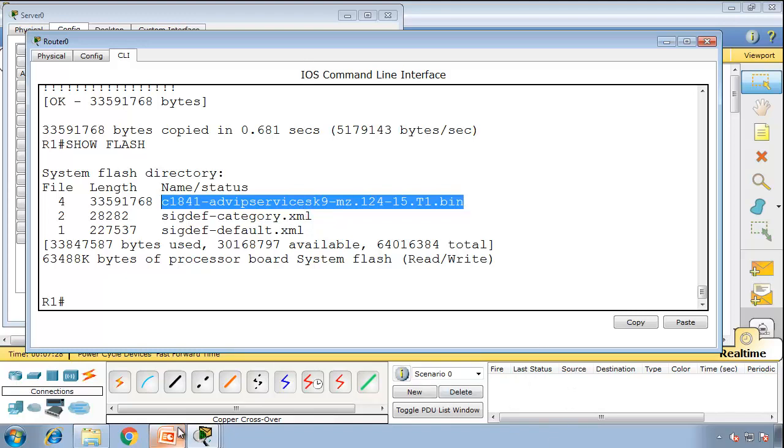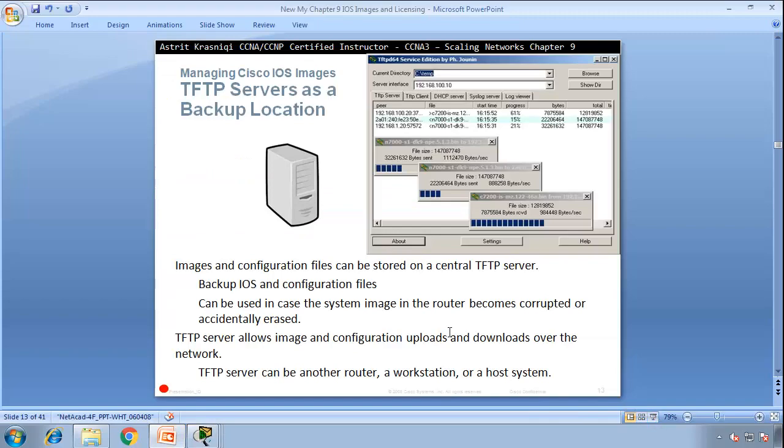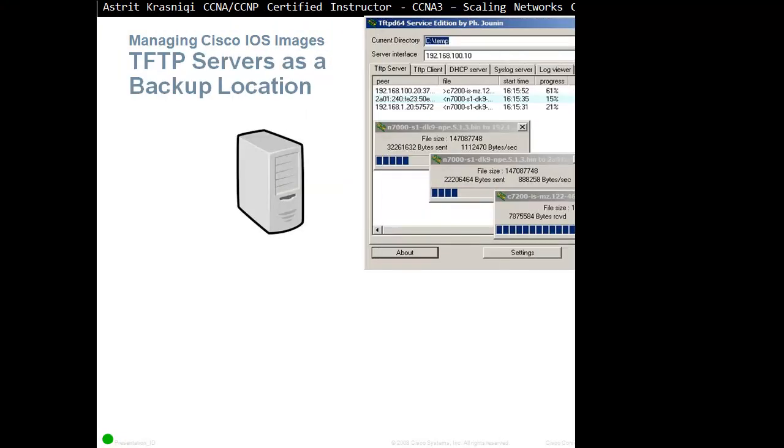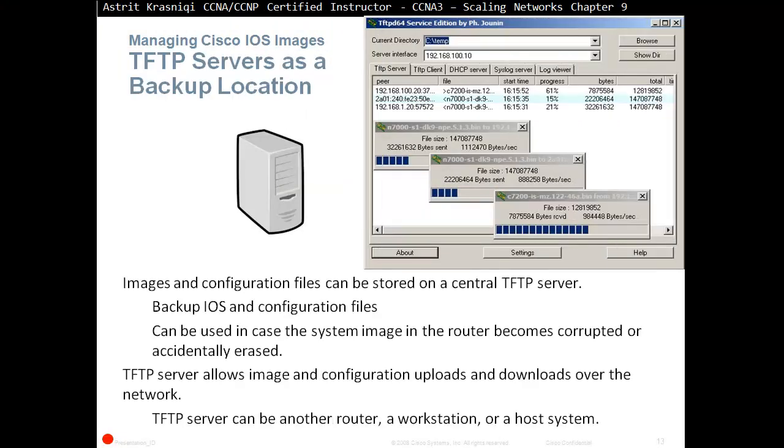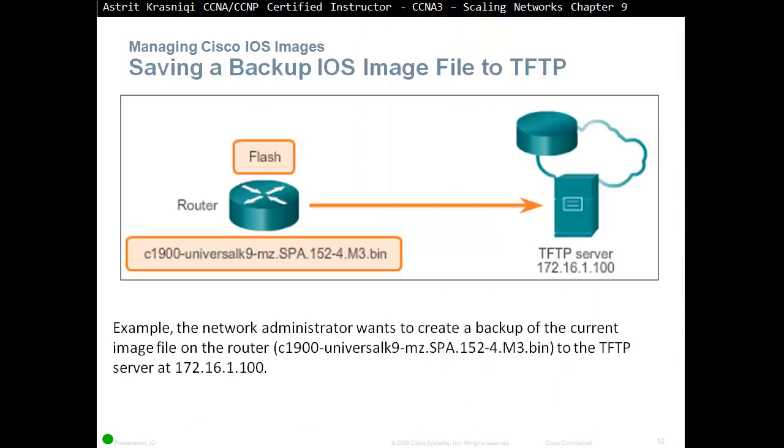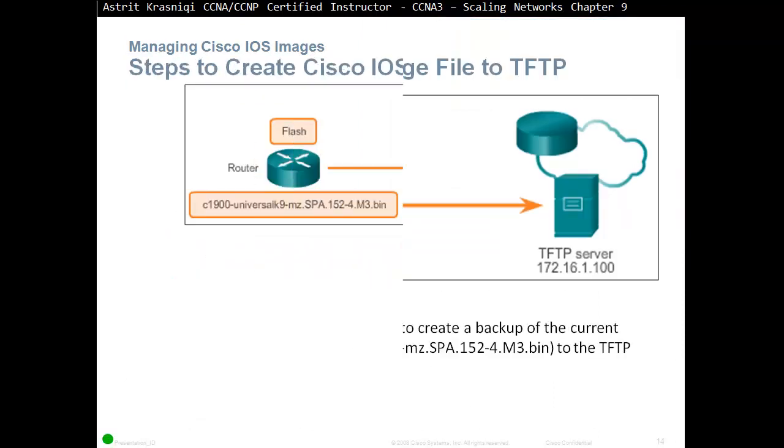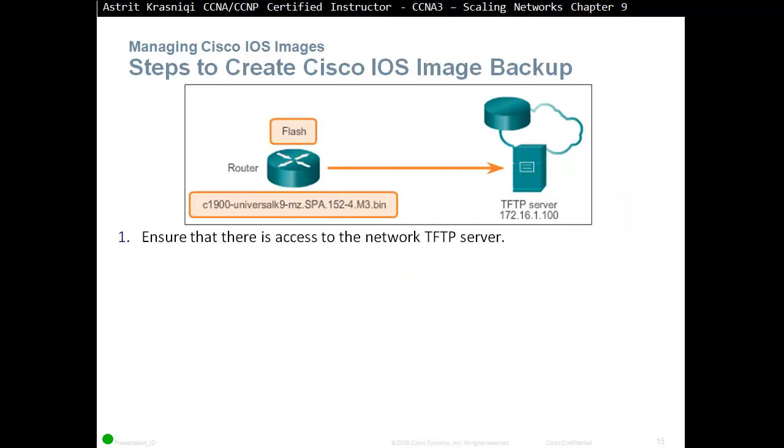Okay, so let me go back to the slides here and go through the slides now. Okay, so this is the example network. This is what we're going to see in the example. So now ensure that there is access to the network TFTP server by pinging it.